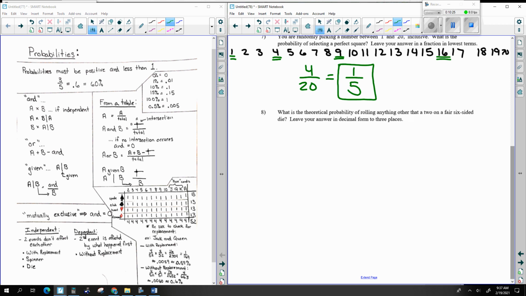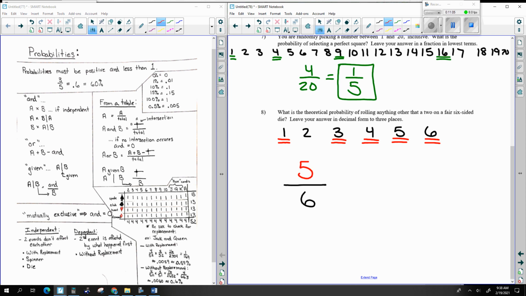Okay, what is the theoretical probability of rolling anything other than a 2 on a fair six-sided die? So on a die, think of all the different outcomes. You could roll a 1, a 2, a 3, a 4, a 5, or a 6. So the total number of outcomes is 6. Now let's take a look at what we're looking for. We're looking for a number other than a 2. So that'd be 1, 2, 3, 4, 5. That would be 5 out of 6.